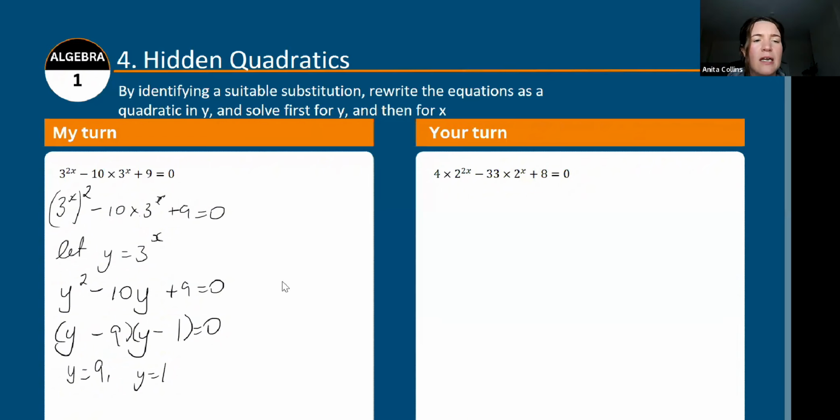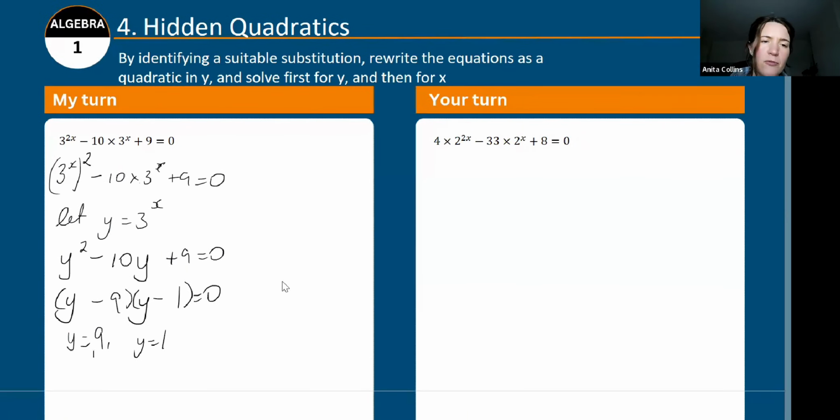We introduced it to kind of force a situation that would allow us to move forward. So what I'm going to do now is sub y equals 3 to the x back in, which gives us 3 to the x instead of y. 3 to the x is equal to 9. Instead of y, it's 3 to the x is equal to 1. We're going to use our knowledge of the laws of indices, which we'll practice a lot more of in module 3, but you should have some knowledge of this from your previous studies.